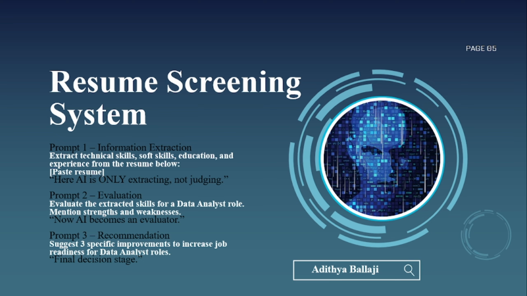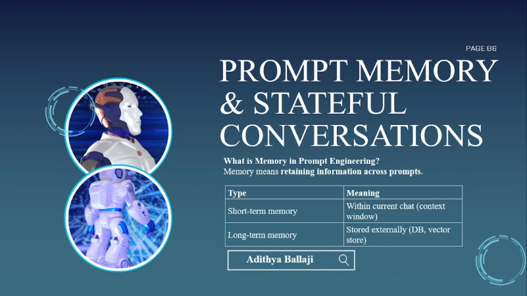Now, prompt 2 is on evaluation. You say, evaluate the extracted skills for the data analyst role, and mention strengths and weaknesses. Now the AI becomes an evaluator, so it will be evaluating your resume. Prompt 3 is a recommendation. You say, suggest 3 specific improvements to increase the job readiness for the data analyst role. That is the final stage, so it will give you its recommendation. That's how prompt chaining is actually done.